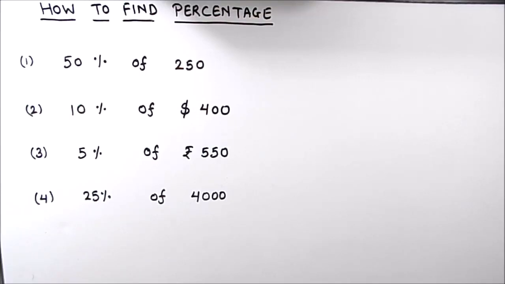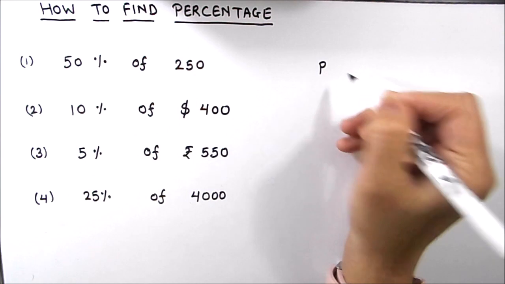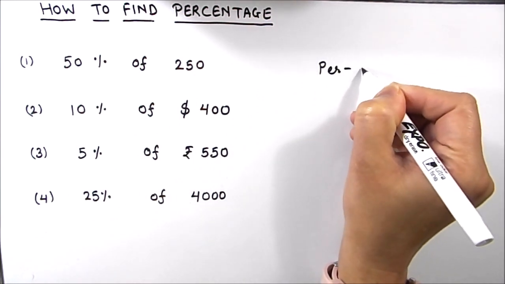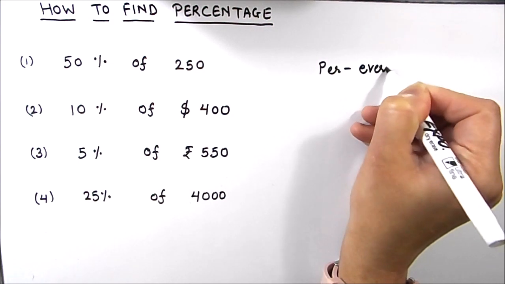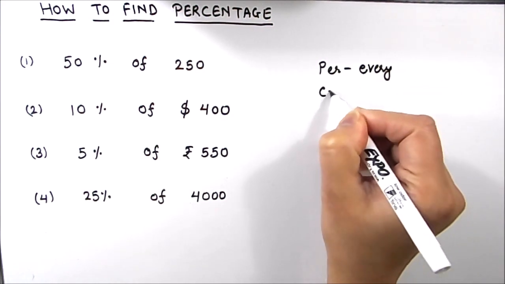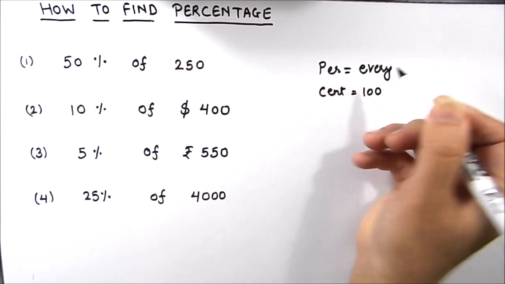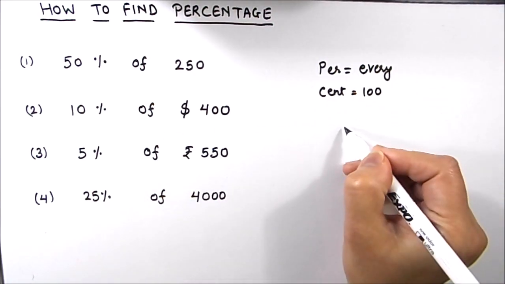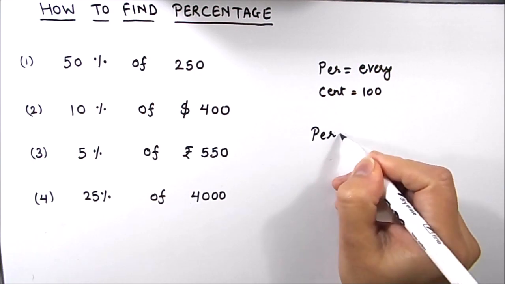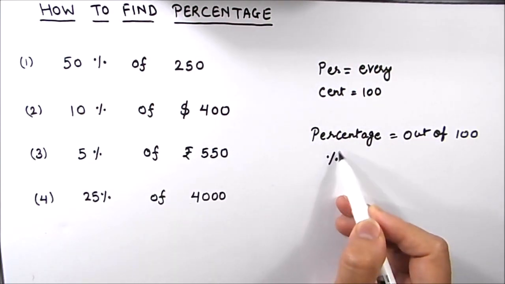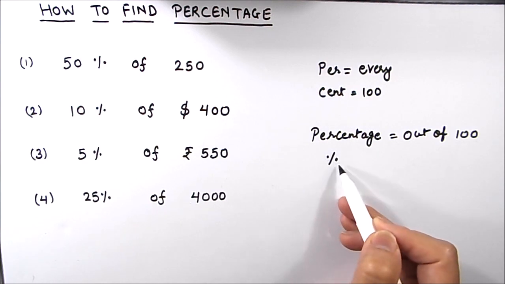Hello everyone, in this video we are going to talk about how to find out percentage. Percentage, as the name suggests, is made up of two words. Per means every and cent means 100. So percentage means out of 100. The symbol for percentage is a slash with two dots above and below.